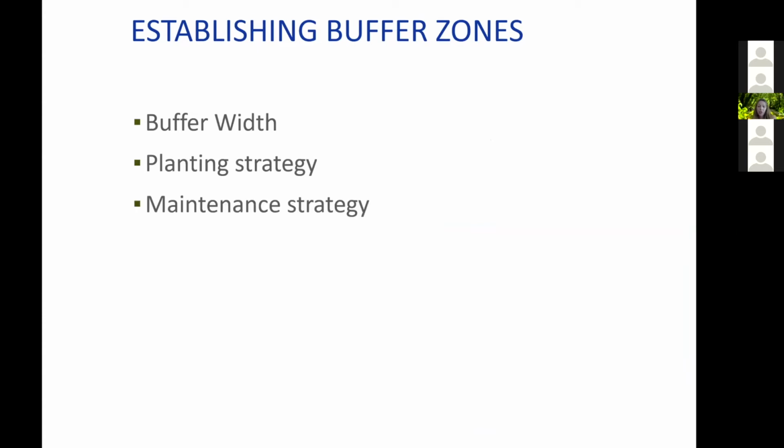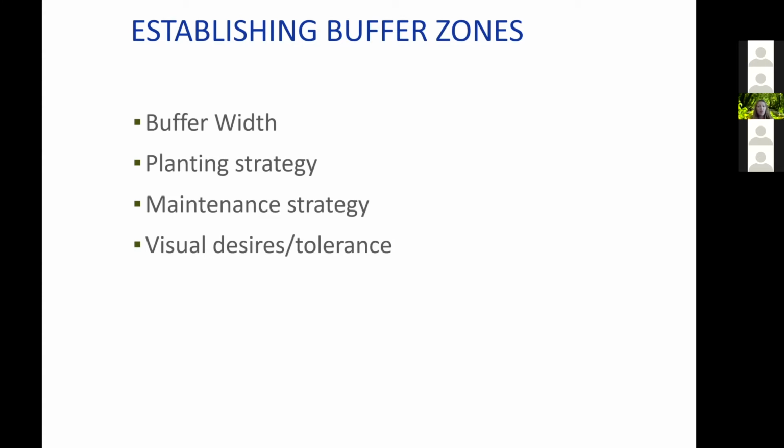So now let's talk about establishing our buffer zones. And we can do that in a couple of different ways. But some considerations that we should have are buffer width, our planting strategy, our maintenance strategy. Those things are exceptionally important. And also our visual desires or tolerance. So like I mentioned before, in terms of aesthetics, we all know that beauty is in the eyes of the beholder. And so some people might not have a tolerance for what they would consider to be more of a wild and woolly landscape.